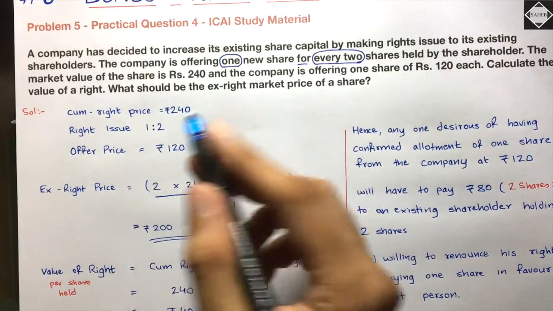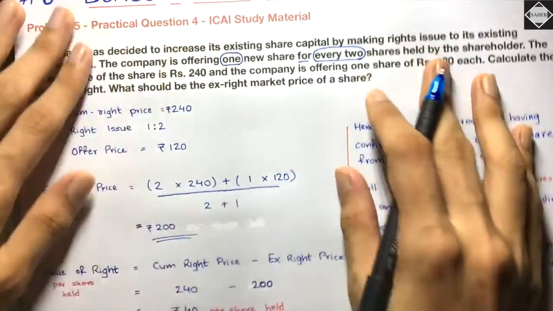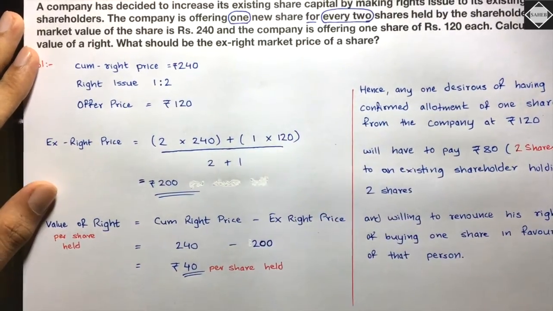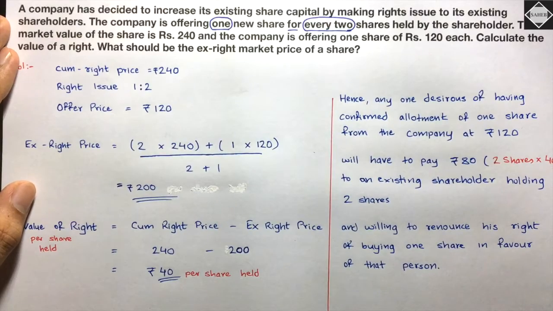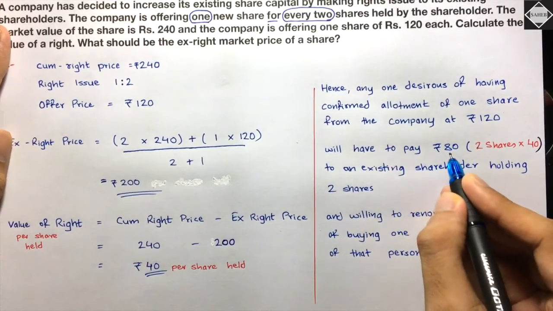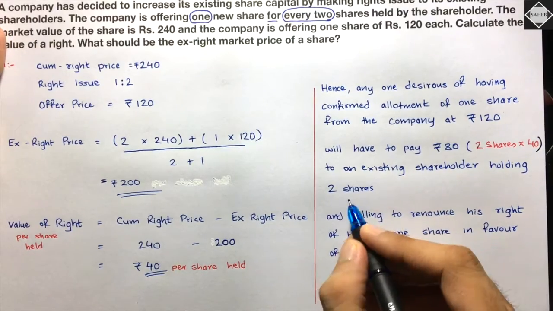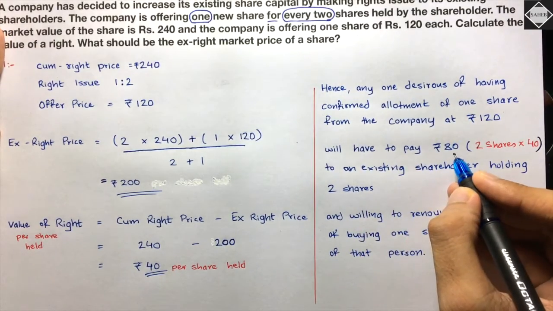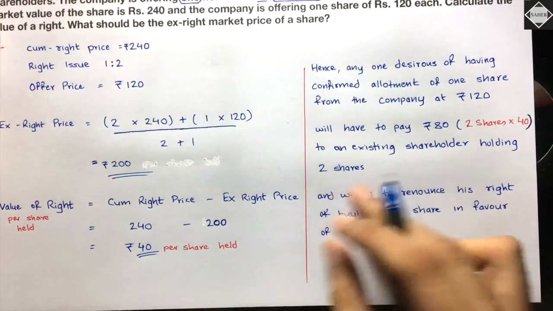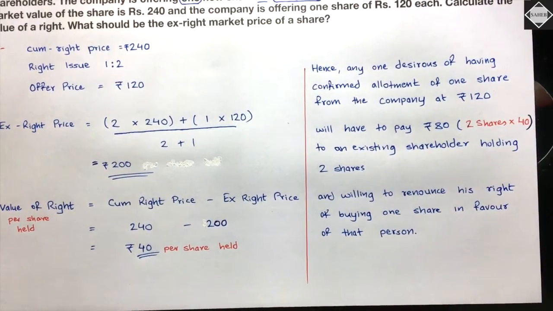For example, let's just say the ratio was 1:10. If it was 1:10, then one right is equal to 10 existing shares. So you would have to multiply this 40 with 10 to find the value of a single whole right. Is that clear? This is the entire idea. You have to get this logic properly. Otherwise, it's useless. We will have to pay rupees 80 to an existing shareholder holding 2 shares. If a shareholder has 2 existing shares, then only he will get a right and he will sell it to you at rupees 80. Understood? And he is willing to renounce his right of buying one share in favor of that person. This means that basically the existing shareholder will sell the right and you will purchase the right from that person.